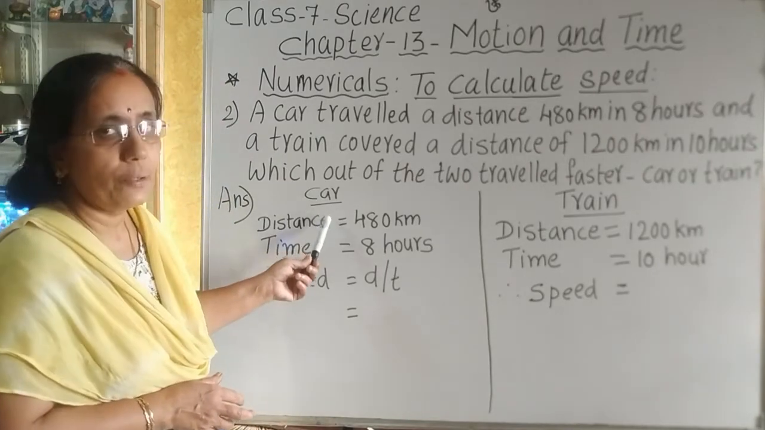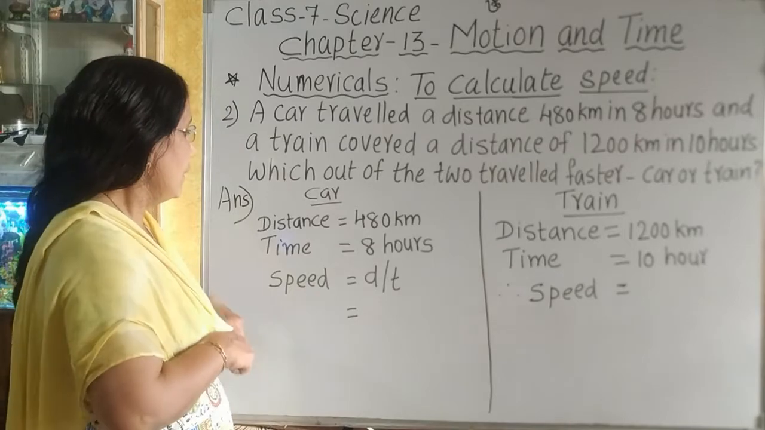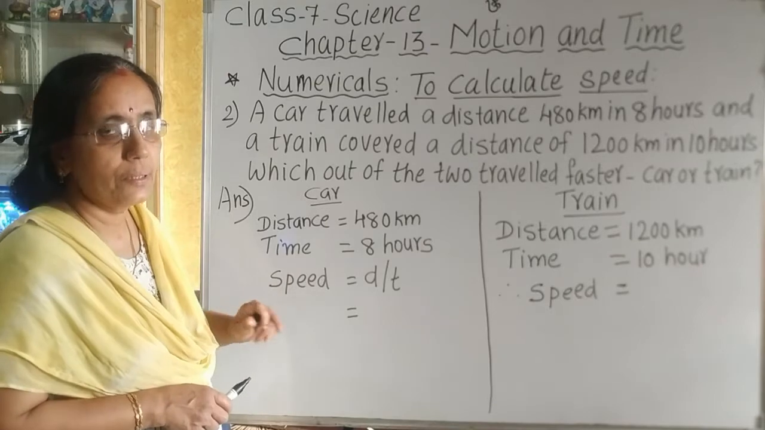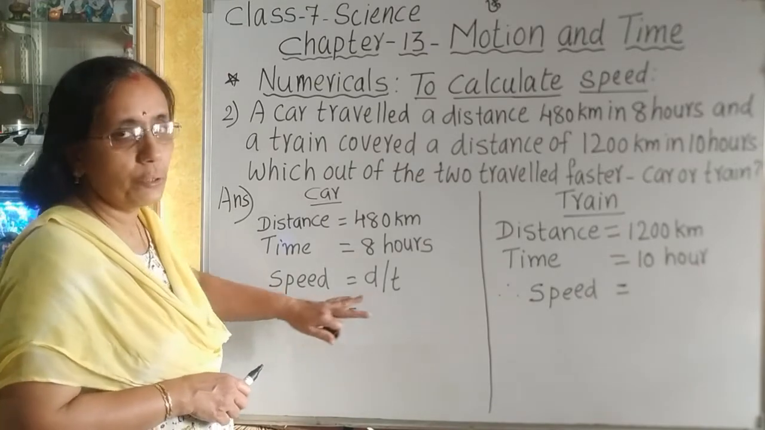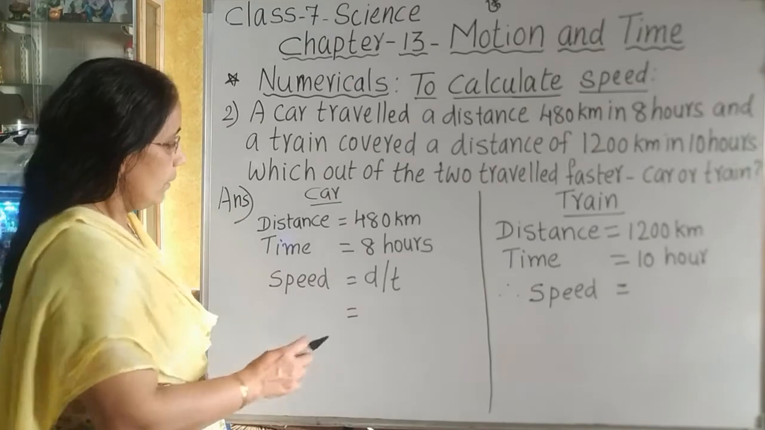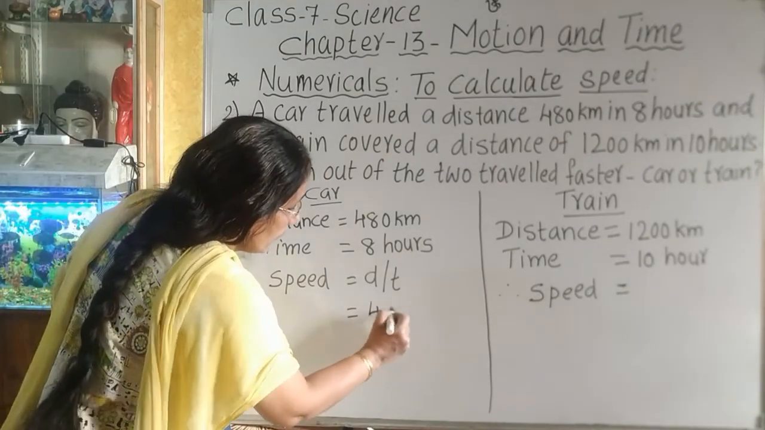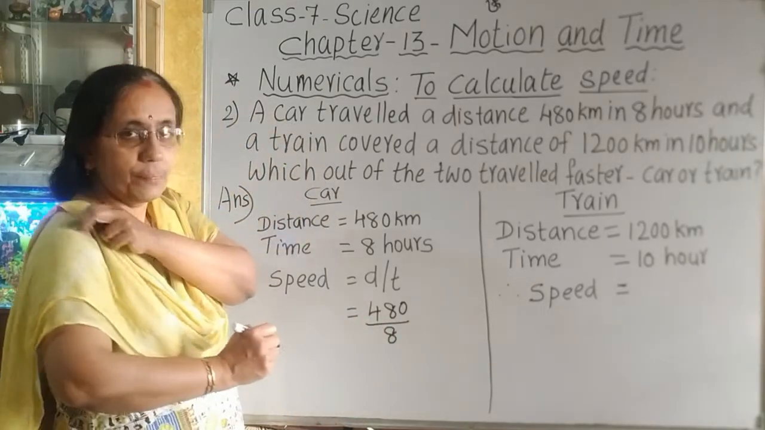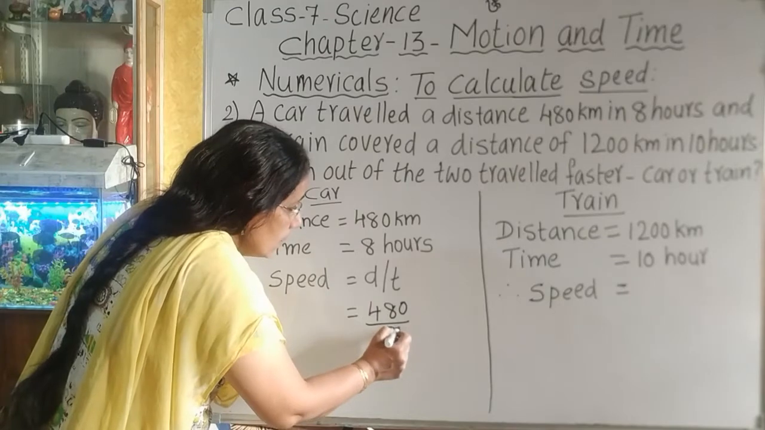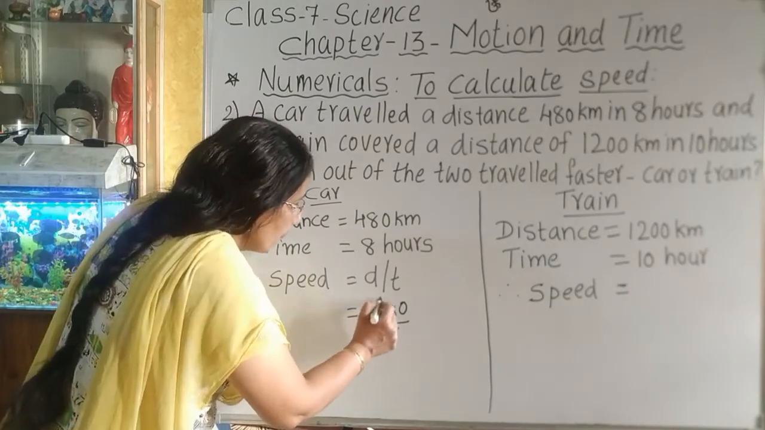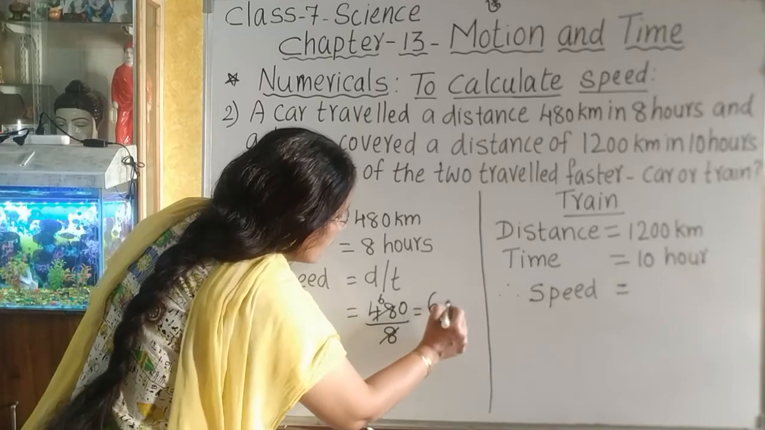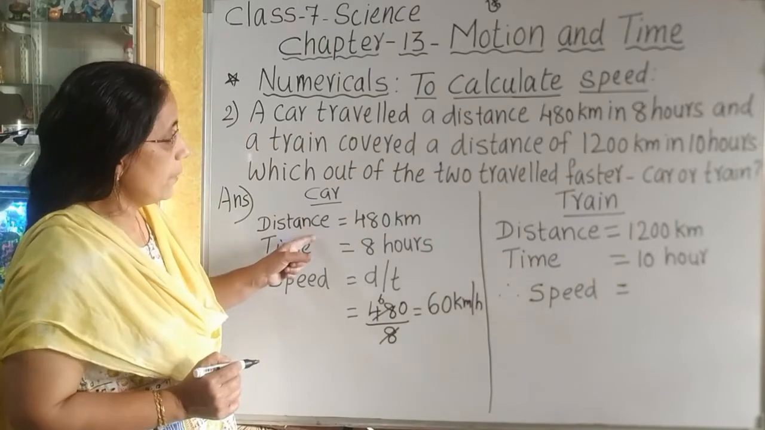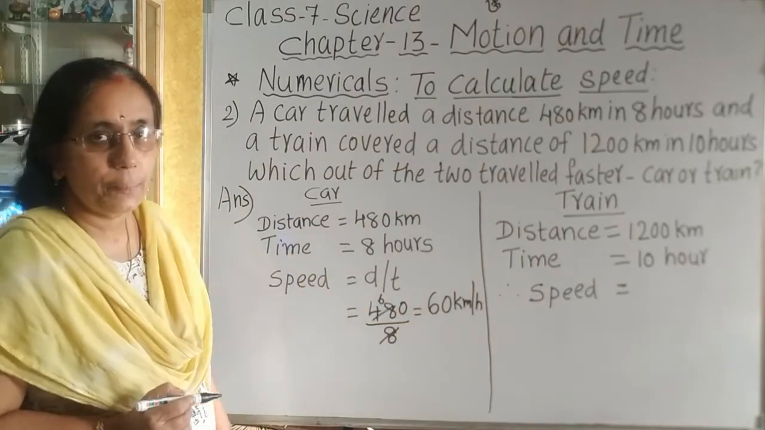Okay. So, let us find out the speed of the car first. Here, the distance is 480 km and time is 8 hours. So, according to the formula, speed is equal to d upon t. So, substituting the values, we get 480 divided by 8. So on cancellation you will get 6 8s are 48. Therefore this will become 6. So the answer is 60 km per hour. That is, the speed of the car is 60 km per hour.